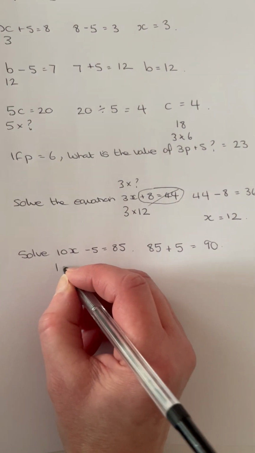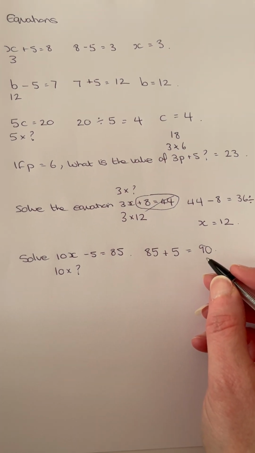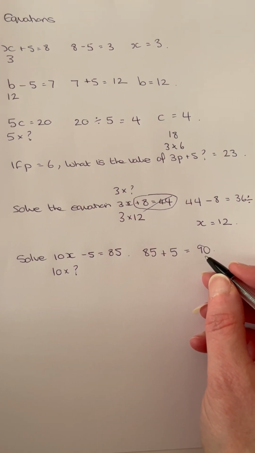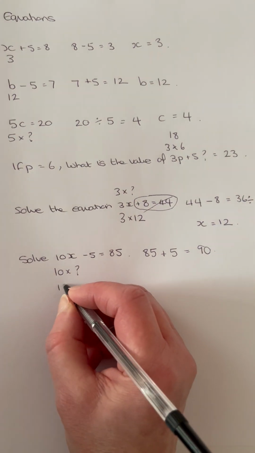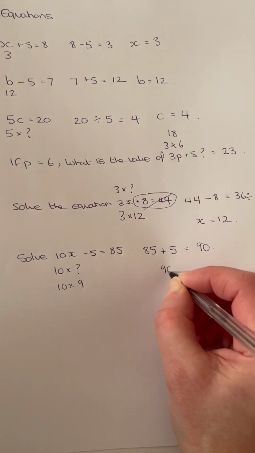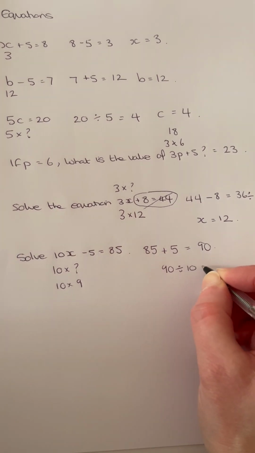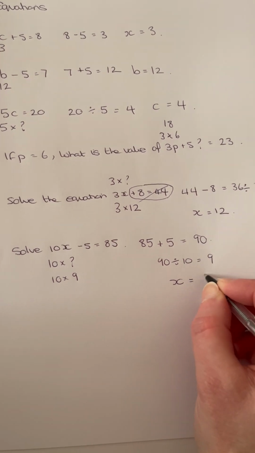Okay, we know this part is 10 times something. So I'm sure you'll all know your multiplications. So I'm sure you'll be able to work out 10 times 9 is 90. Or we can do 90 divided by 10 equals 9. So basically x is 9.